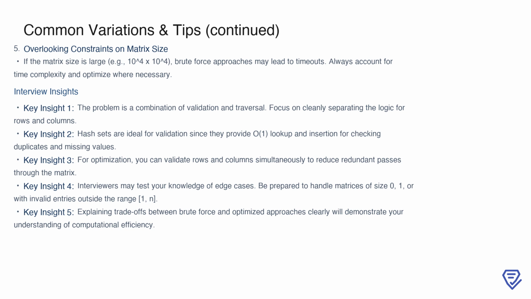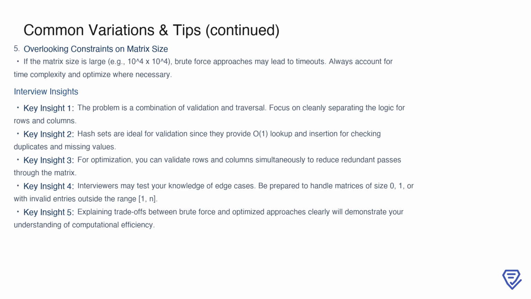Now, let's discuss insights that can help you excel in interviews. First, break the problem into two clear parts: validation and traversal. Cleanly separating logic for rows and columns makes the solution more structured. Using hash sets for validation is particularly efficient, as they provide constant time operations for checking duplicates and missing numbers.